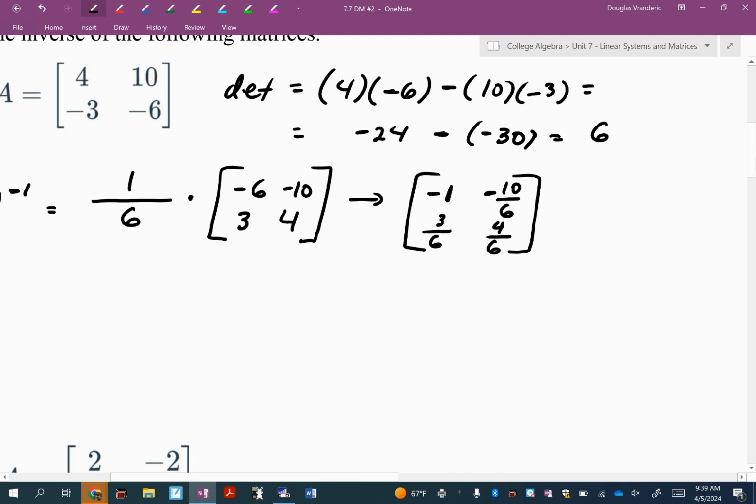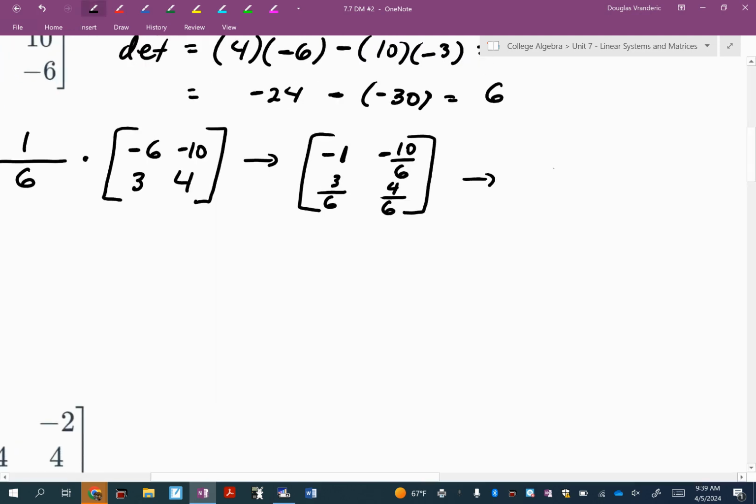I will accept this as your inverse matrix, but I'm pretty sure Delta Math is going to want you to simplify and reduce these fractions if you can. You can reduce 3 out of 4 of those. So that -1 stays the same. How can I rewrite 10 over 6? If I'm dividing by 2, that's going to be 5 over 3. And then hopefully you can do 3/6. That's 1/2. And then 4/6 is 2/3.